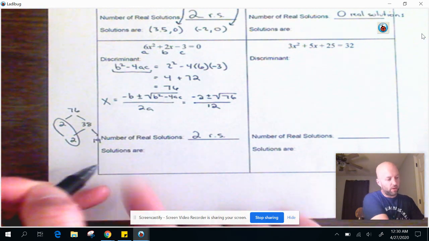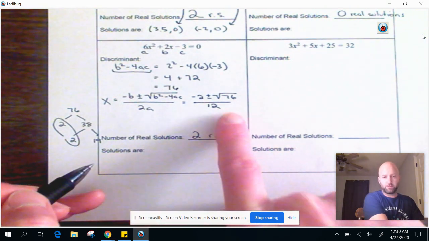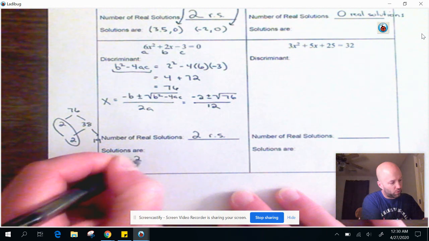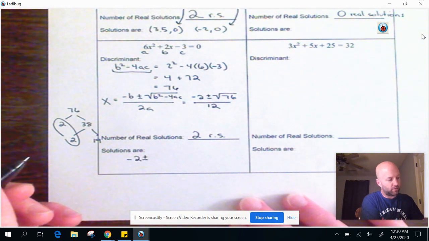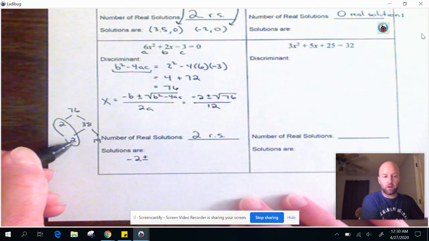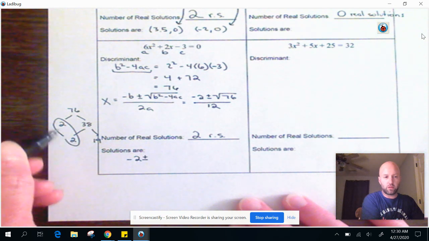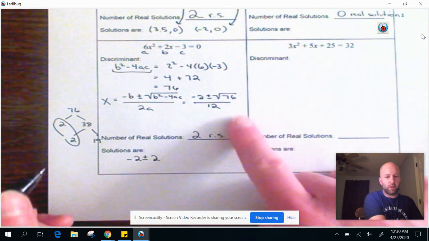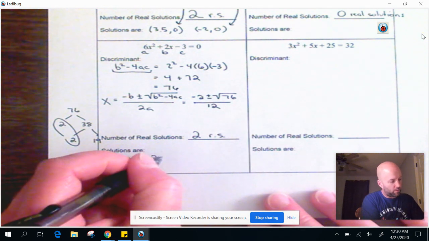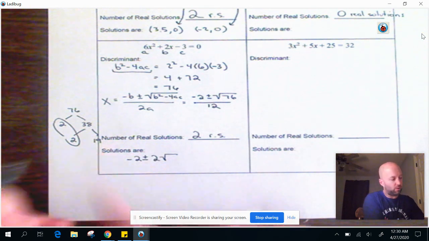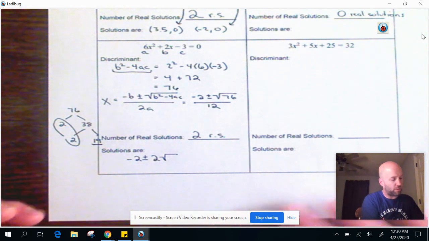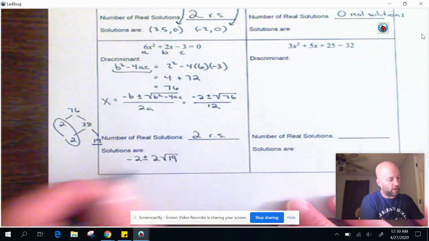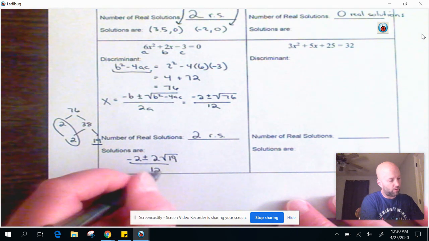So I'm going to bring down here this thing. So negative 2 plus or minus, well, we've got a pair of 2's, so we can take that out, right? That's 4. So the square root of 4 is one of these 2's. So I'm going to take that out, and I'm going to rewrite it up here in just a second for you. Now 19, we don't touch that. That's a prime number. So we're going to leave it just like that all over 12.